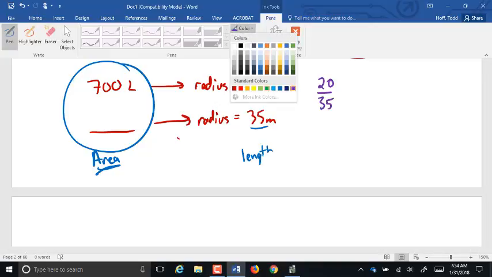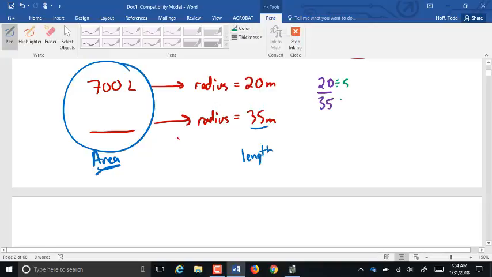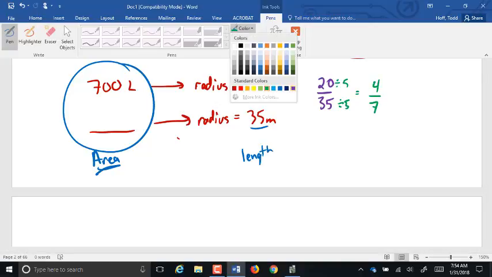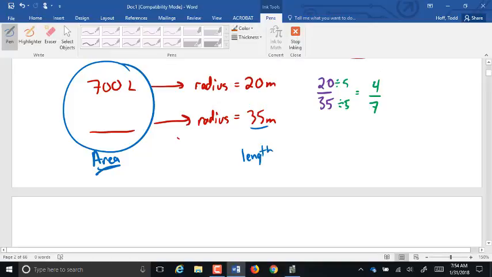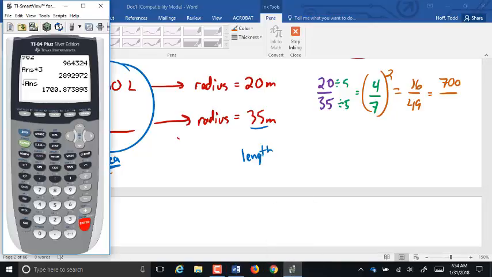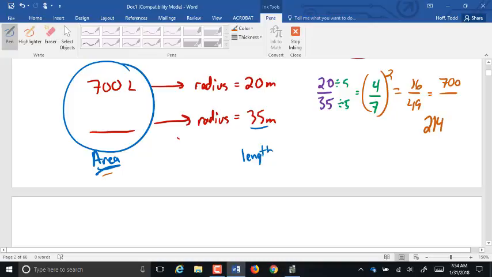20 to 35. I'm going to divide both by 5 to make my life a little easier. That gives me 4 to 7. Then we'll square them, because we are going to an area. That gives us 16 to 49. Then we'll put 700 liters there. 49 times 700 divided by 16 is 2143.75 liters.